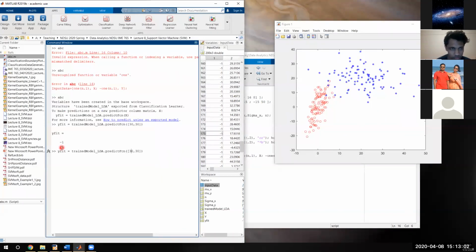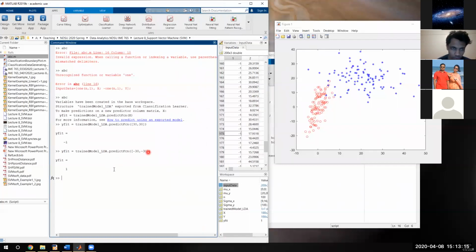How about we play something else? Let's say -30, -30. It should give you a +1. +1. See it? So in this way, you can put whatever the Y fit there, whatever the X there, and then it's going to give you the prediction. Clear? How about 40, -20? I know your point. Sure, let's play.